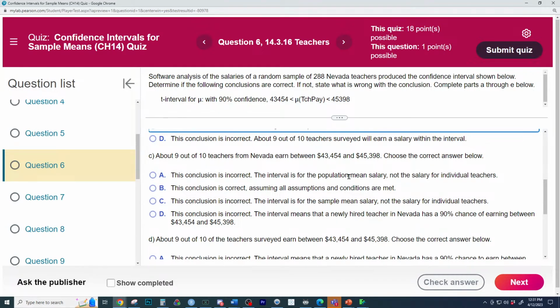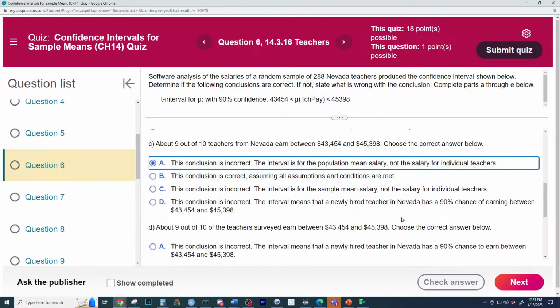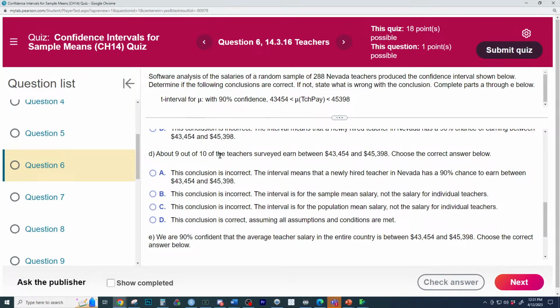No, this is to estimate the mean, not an individual. And I think that is illustrated right there. The interval is for the population mean salary, not for an individual teacher's salary. About 9 out of 10 of the teachers surveyed earned between this.